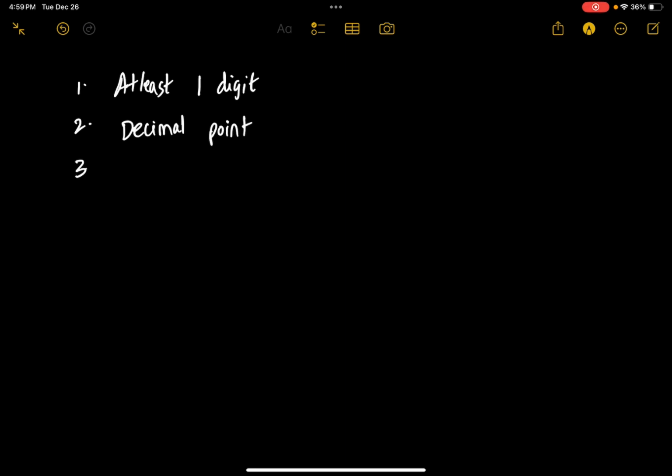Let us now look at the rules to construct real constants or floating point constants. The rules are pretty much going to be similar to the rules for constructing integer constants with some obvious differences. So the first rule is it must have at least one digit, and a decimal point is mandatory. It can be either positive or negative, and if you do not specify the sign, it's going to assume that it is a positive number.